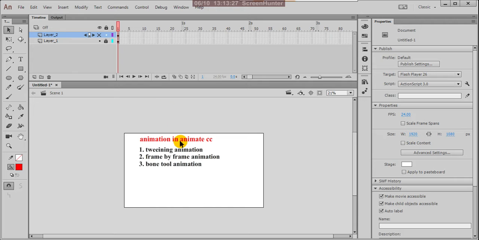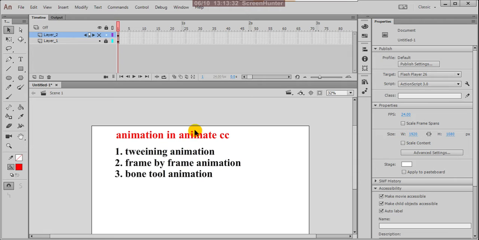Suppose here, animation in Animate CC, three types: tweening animation, frame by frame animation. Tweening animation means you give two frames, first and last, then the system automatically creates the frames in between. That is tweening animation. The system can tween between these two keyframes. And frame by frame animation is where you have to draw each and every frame on your own. So this is actually the typical process of animation.